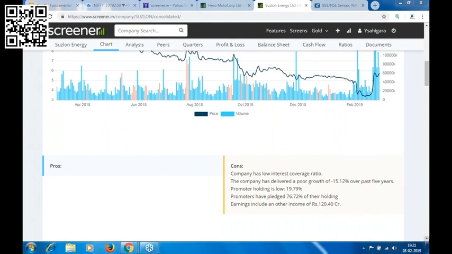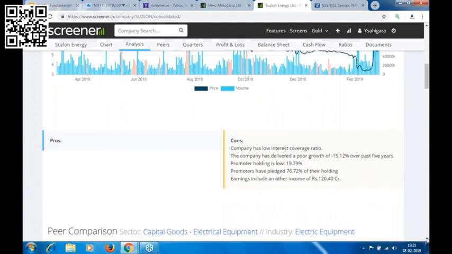Now, see, whatever business we are investing in, if we are investing in Hero MotoCorp, then we want the company to profit from that business. If the profit from that business is less compared to profit from other income, then that is also not a good sign for any company. And here it is showing that earnings include other income of 120.40 crores.